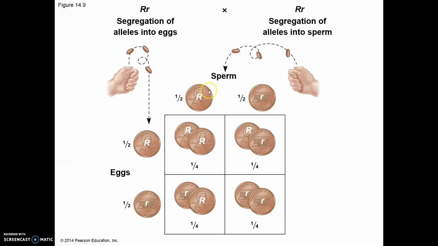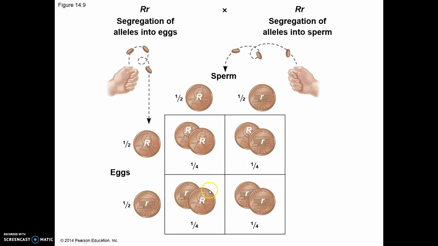Same up here. So what are the odds that this coin flip would be a big R and this coin flip would be a big R, right? So what's the odds of being a big R, big R? Well, the multiplication rule tells us that it's this probability times this probability. So 1/2 times 1/2 is 1/4. Same thing is true over here. 1/2 and 1/2 is going to give us 1/4 for this.